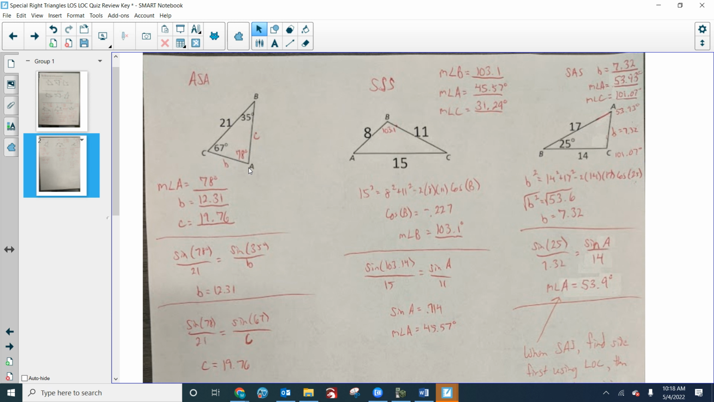Did anyone get a different answer for this last problem? Yeah, Madison, do you mind sharing? What did you get for angle C? 79. Yeah, this is an ambiguous case situation. Okay, so let's talk about it.